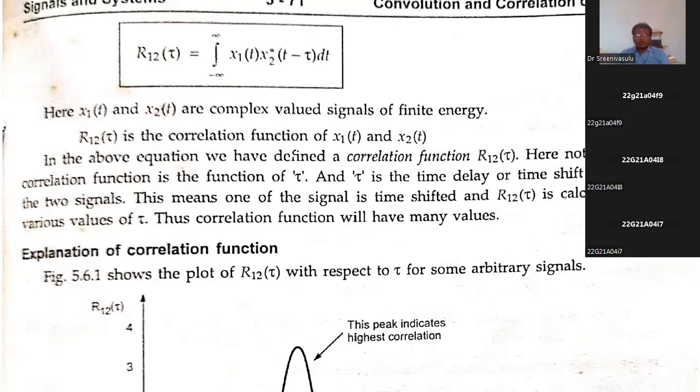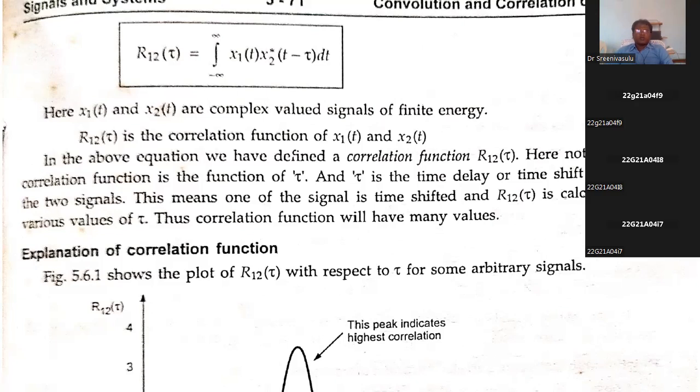In our correlation, this formula is not only for t minus tau, we can also write for t plus tau. The main idea of this correlation is one signal is fixed. Suppose x1 of t is fixed, any one signal is fixed. Another signal we are going to delay or advance. We are going to perform a shifting operation on the other signal. That is the main idea here.